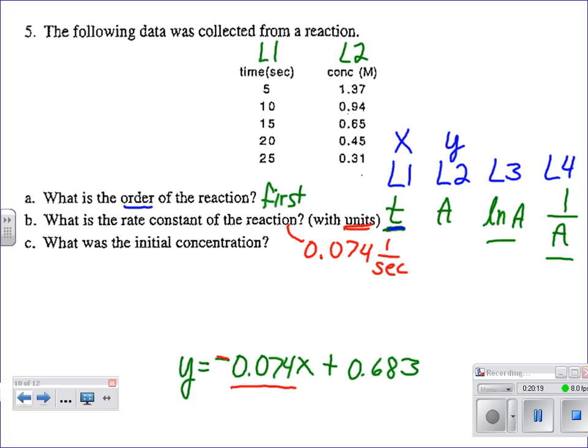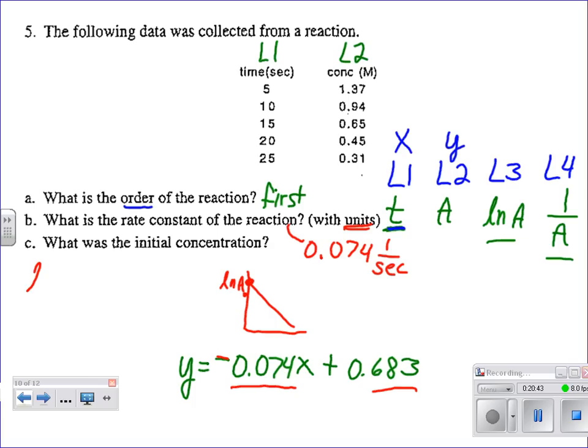Last little piece of this is the initial concentration. We know that that's based on the y-intercept, but this is a first order reaction. So our y-intercept, and maybe we can visualize this, actually looks like this, where we've got the natural log of our original amount.